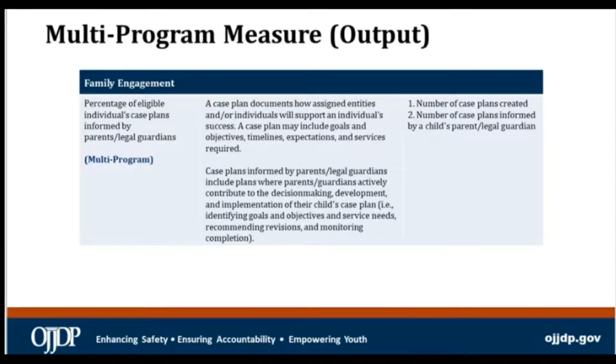Percentage of eligible individuals' case plans informed by parents or legal guardians is a multi-program family engagement output measure. Case plans informed by parents or legal guardians include plans where parents and guardians actively contribute to the decision-making, development, and implementation of their child's case plan. For example, identifying goals and objectives and service needs, recommending revisions, and monitoring completion. For this measure, you will provide the number of case plans created and also the number of case plans informed by a child's parent or legal guardian.